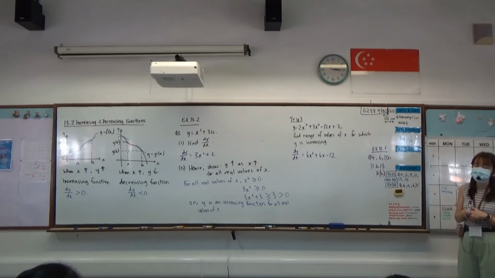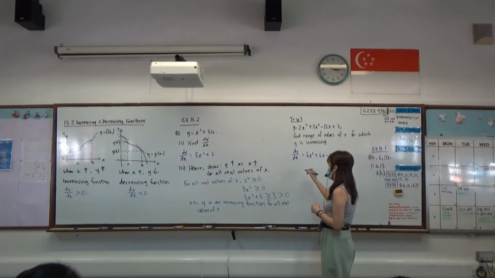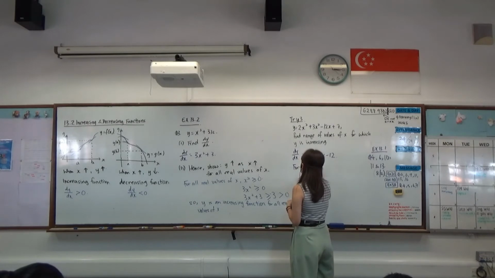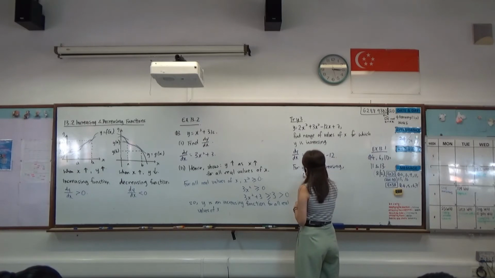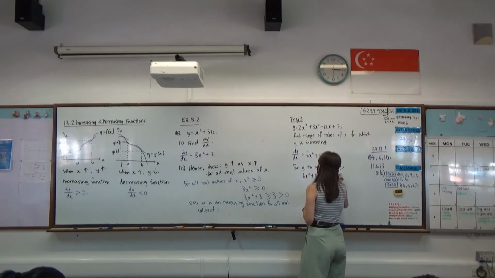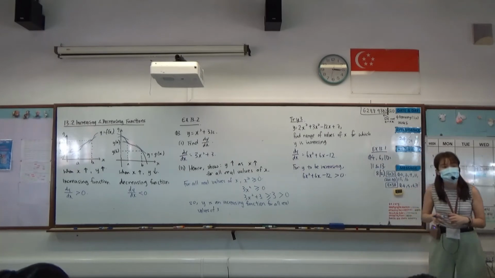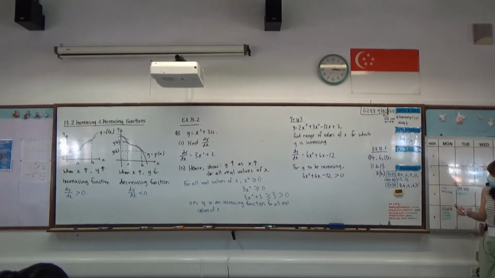Okay. And in order for y to be increasing, our derivative must be more than 0. So we found this inequality. Now, this brings us to a problem where we need to recall how we solve a quadratic inequality. So, how? We need to rewind back to 1 year ago.